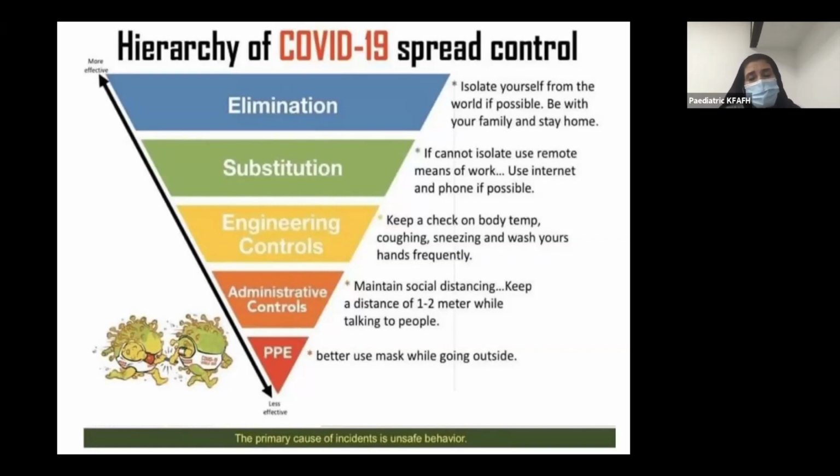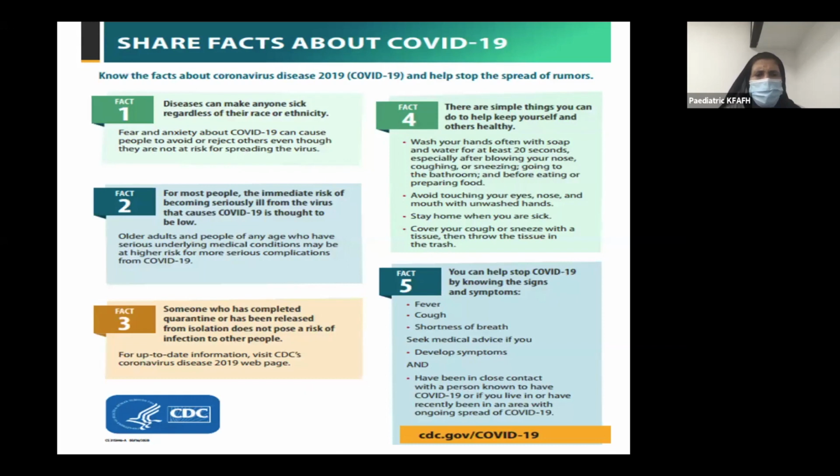Now, the disease can make anybody sick, regardless of their race or ethnicity. The immediate risk of becoming seriously ill from the virus is thought to be low. If somebody got infected, finished their quarantine, and is back to work, that's not a stigma where nobody should come near them. Well, they're immune. They're less likely to spread the disease, to be infectious to others.